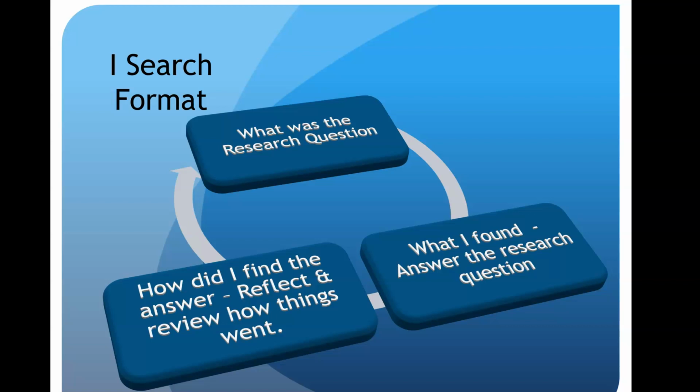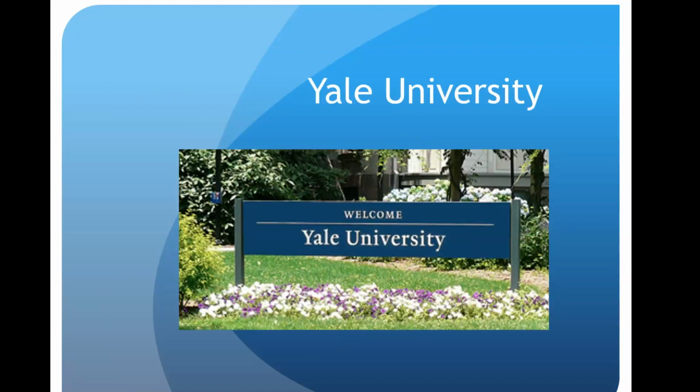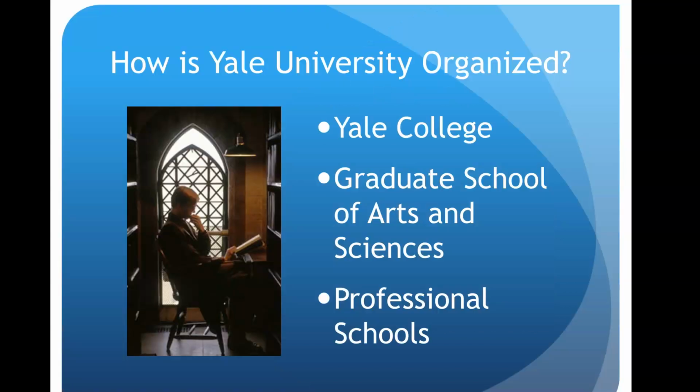Okay, so I'm going to give you a little demonstration here. All right, so this is Yale University. Now, my first research question was, how is Yale University organized? Well, what I really wanted to know was, you hear an awful lot about things like Yale Law School, and I wanted to know what different levels existed at Yale, because we tend to really only hear about the graduate levels. Well, what I found was that Yale has 3 different levels.